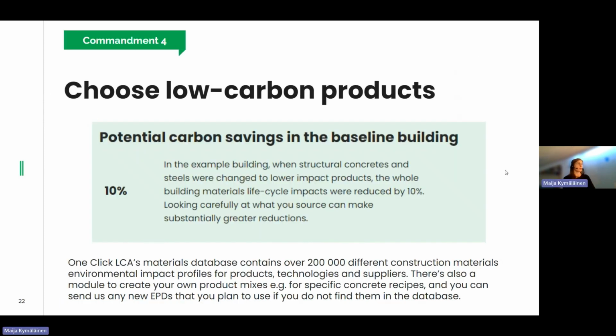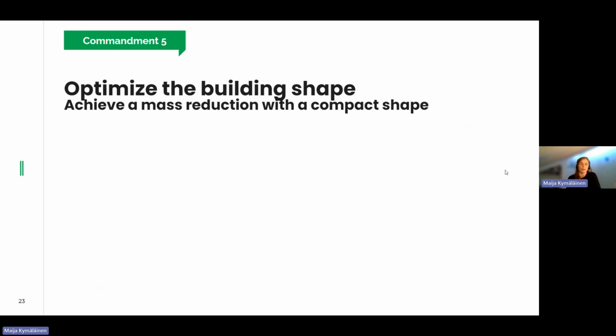Commandment 4, choose low carbon products. So this strategy brought us about 10% saving in the carbon footprint if you compare it to the baseline building. And then commandment 5, optimize the building shape.